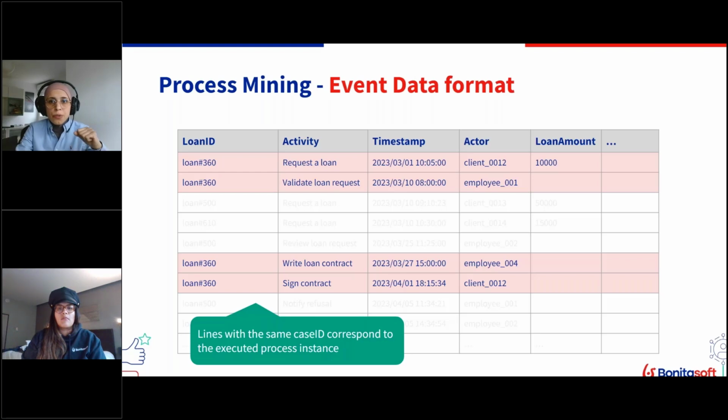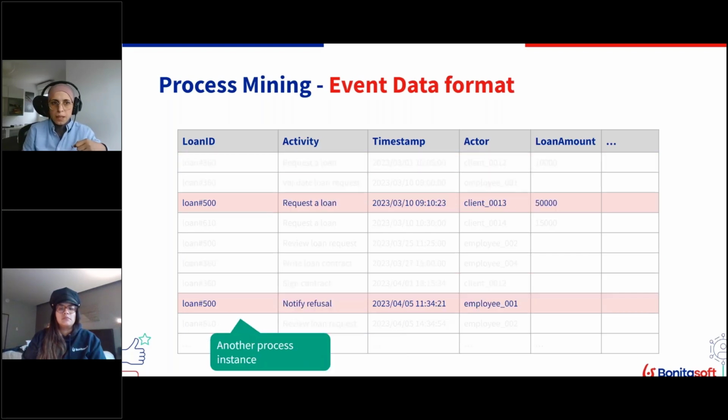If you look at the content of these rows, we can identify all the events related to one execution of a process. So here, if we look at this specific loan ID 360, which represents the case ID, we can see the sequence of activities that were executed in this process. So for this process, it started with requesting a loan, then validating the loan request, writing the loan contract, and finally signing the contract. We can look at another ID, which is here the 500, and we can see another process instance. So the sequence of activities executed for a second process instance, and so on.